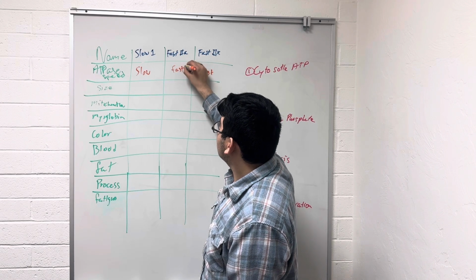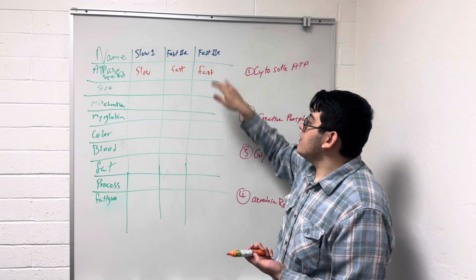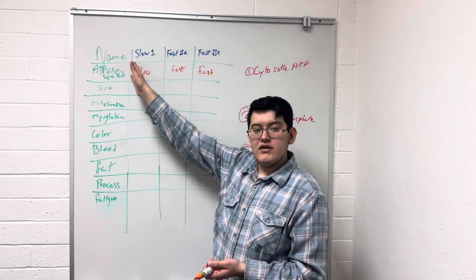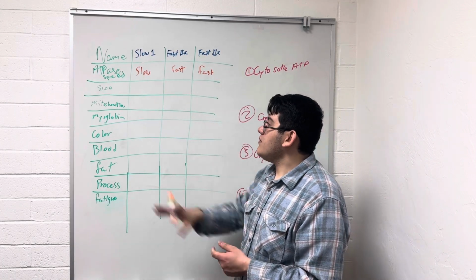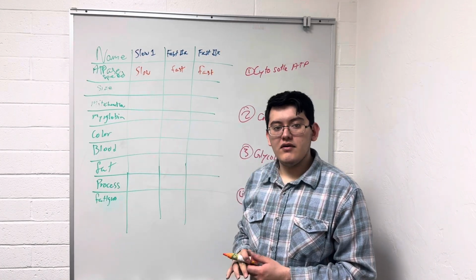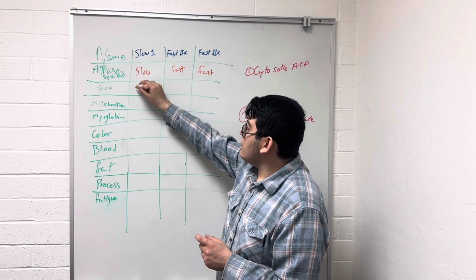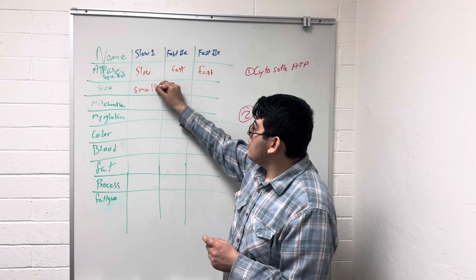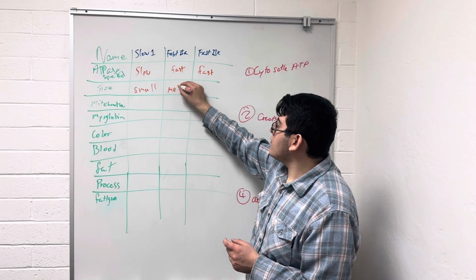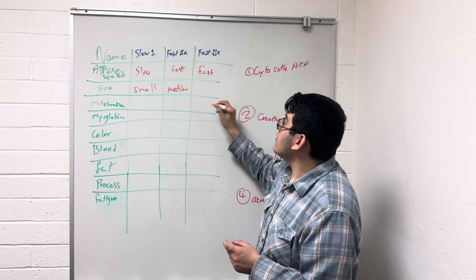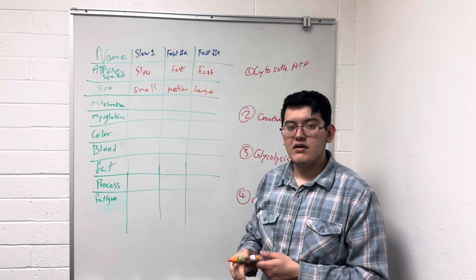Which one is the fastest? Fastest is fast 2X. Typically this will be the slowest on this side, and this will be the fastest. For the sizes of these muscles, slow 1 actually tends to be rather small, while fast 2A tends to be about a medium size comparatively, and fast 2X are large muscles.